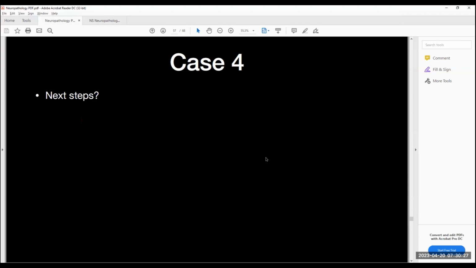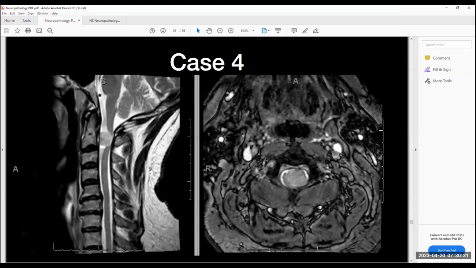Sounds like he's having some symptoms of myelopathy. I would get a cervical spine MRI. So this is what it looks like.